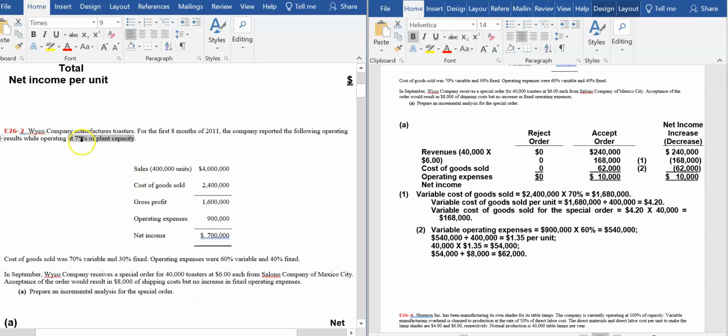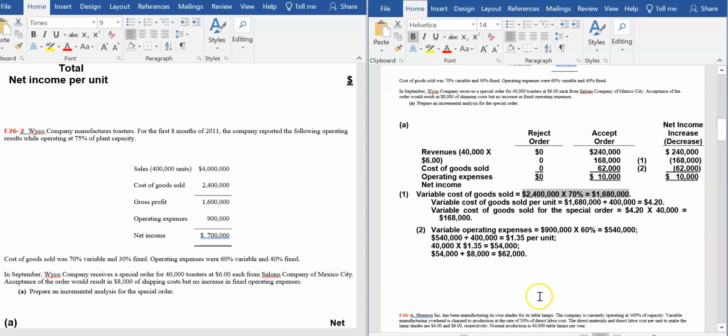Okay? Because they're operating at 75% of plant capacity, they can still make more without affecting their structure. Thus, there will be no increase in fixed cost, but they will incur the variable costs, the variable cost of goods sold and the variable operating expenses. Taking a look at the variable cost of goods sold, a total of $2.4 million in cost of goods sold, of which 70% are variable.